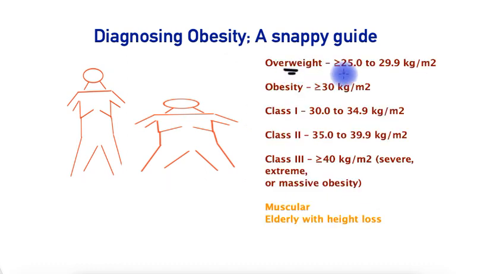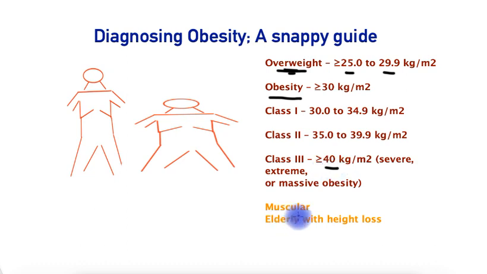Those who have a BMI of between 25 and 29.9 are considered overweight, whereas clinical obesity starts at 30 or above BMI, and anything above 30 is divided into three classes: class 1, class 2, and class 3, where the level of obesity rises as we go down this route. Between 30 and 34.9 is class 1, between 35 to 39.9 is class 2, and then severe obesity is greater than 40.